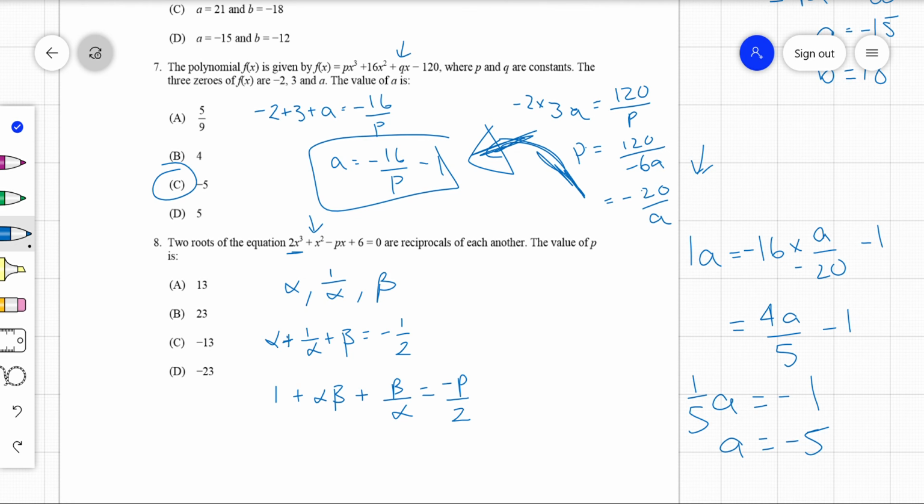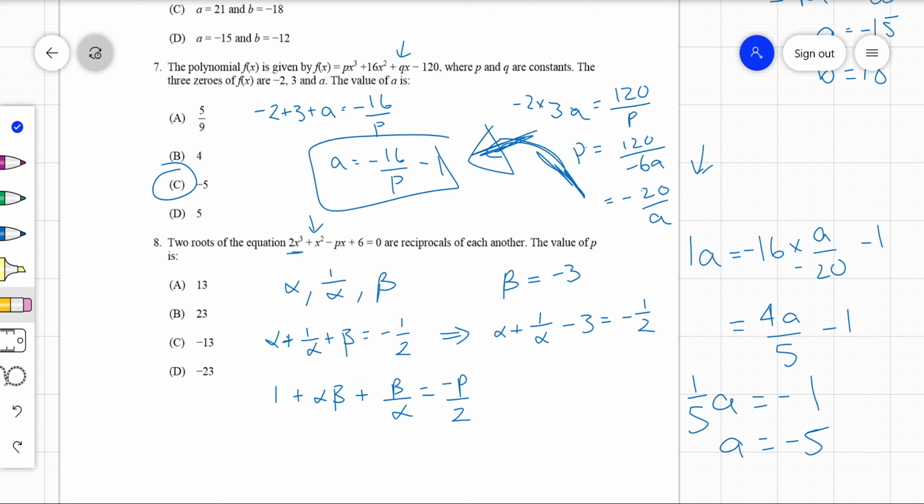The product. So the product would be alpha times 1 on alpha, again that's 1, times beta would be beta. So the product will just be beta. So we've got negative b on a, c on a, negative d on a, which is negative 6 on 2. So negative 6 on 2 is 3. So if I put 3 in the other two, I've got alpha plus 1 on alpha, minus 3 equals minus a half.